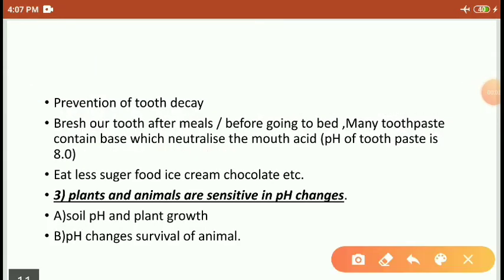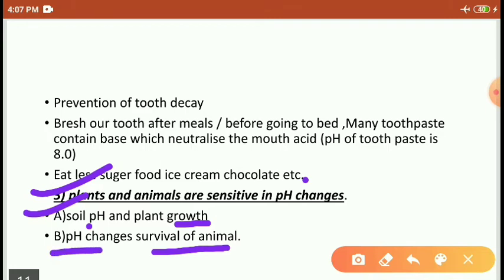Plants and animals are sensitive to pH changes. How are plants and animals sensitive to changes in pH? The first is soil pH. Plant growth depends upon the pH of the soil. Second, animal survival also depends upon pH changes. Let's see one by one, students.